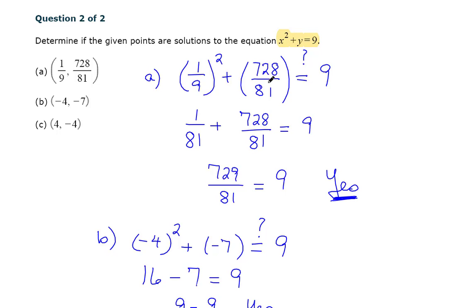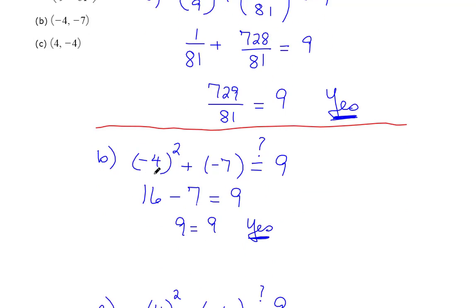Well, let's see, 1/9 squared is 1 over 81 plus 7/28, so that's a 7/29 over 81. And is that, when you divide it out, is it equal to 9? Well, yes it is. What about the other point? Minus 4 minus 7. Let's see. Minus 4 squared is 16. Plus a negative 7 is subtract 7. 16 minus 7 is 9. And yes, 9 is equal to 9. So that is a true statement.